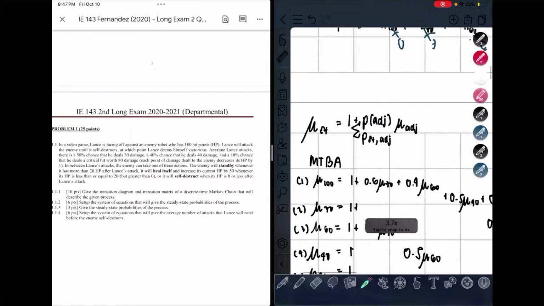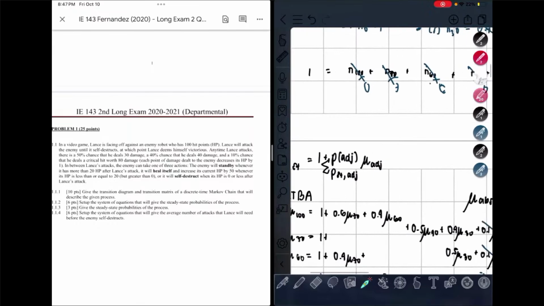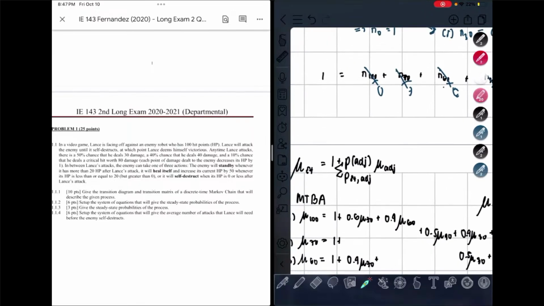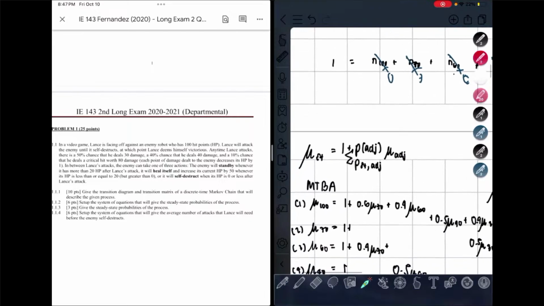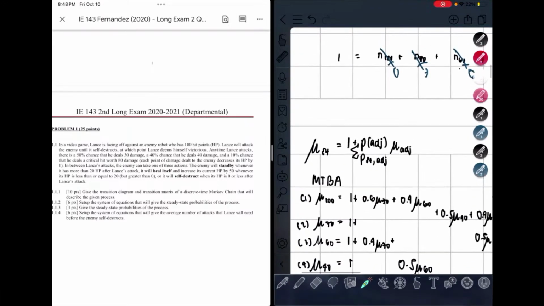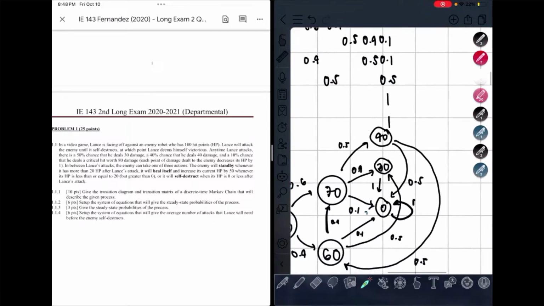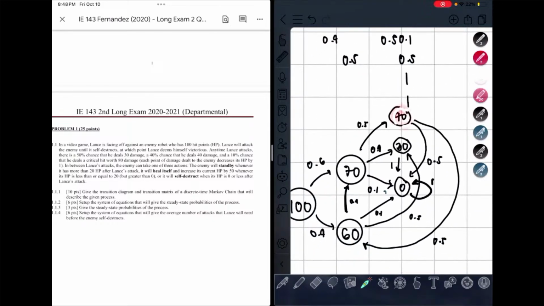So now we have 3 equations and we didn't really add any unknowns. So that's quite good. But we're still at 3 equations, 5 unknowns. So we still need to add at least one more. So let's try mu 40 because we've expressed mu 70 and mu 60. Trying mu 40, it can either go to 0 or 60.